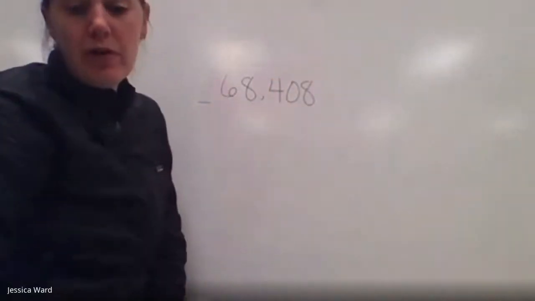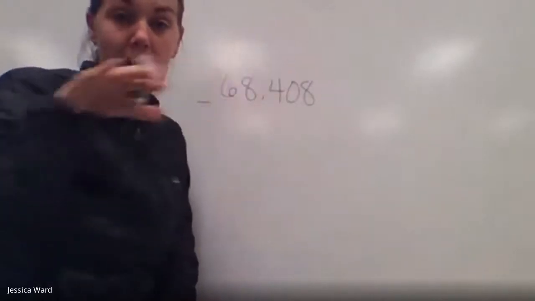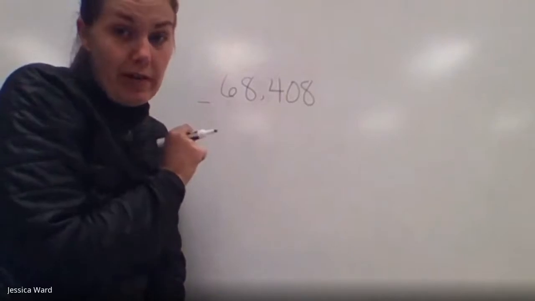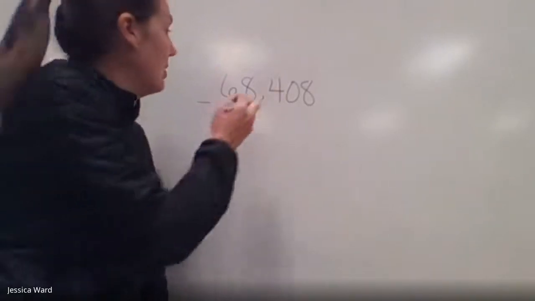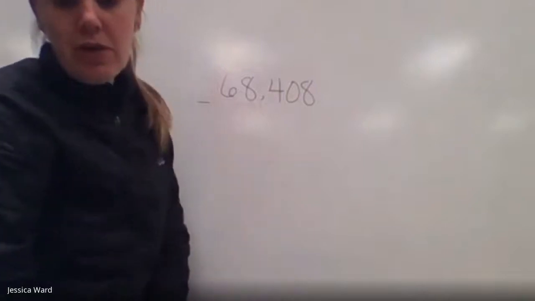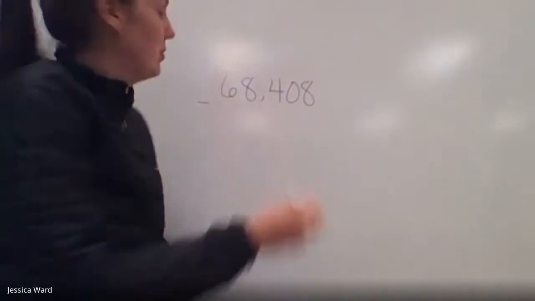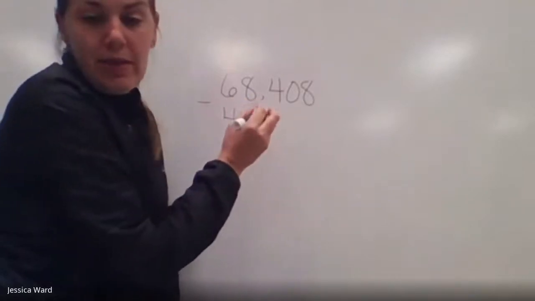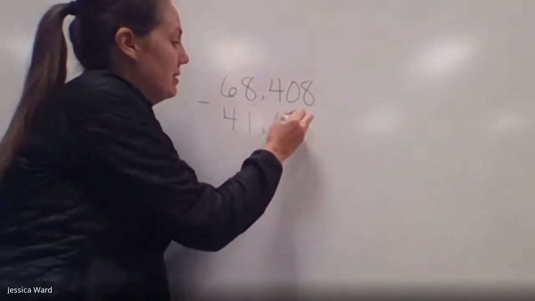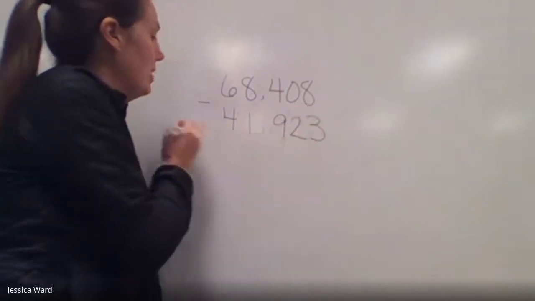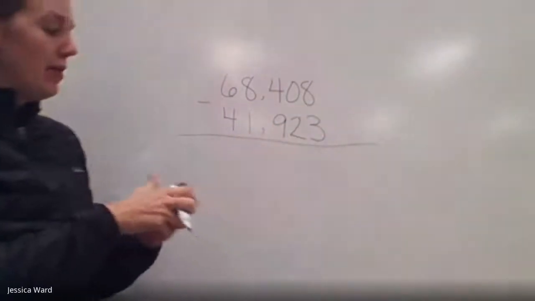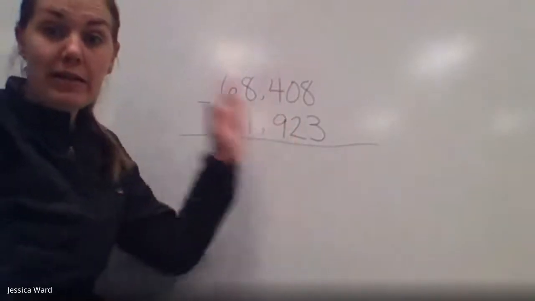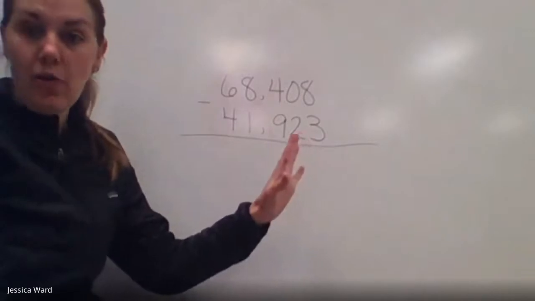Take away 41,923. Now notice they wrote it going side to side, horizontally. I'm going to stack them vertically for the standard algorithm. This is an important step when you're lining up your place values. I see I have 41,000, so I have a number in the 10,000s place, the thousands place, the hundreds place, the tens place, and the ones place. I want to stack them one on top of the other because that's going to allow me to look at the place values and see where I need to borrow from and where I can go ahead and subtract.